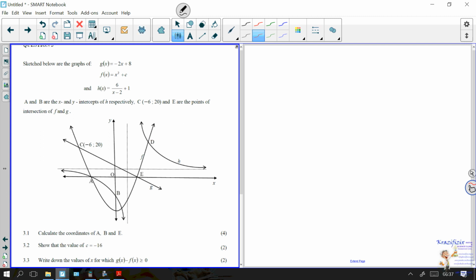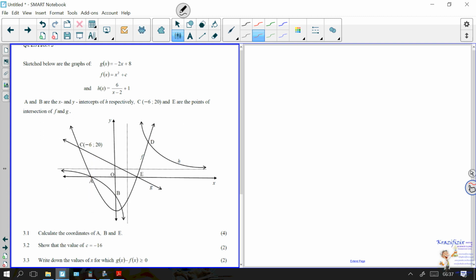A and B are the x and y intercepts of h respectively. Okay. We have a hyperbola, a parabola, and a straight line. C is at (-6, 20), and E is at the point of intersection of f and g. All right, let's quickly look at this.